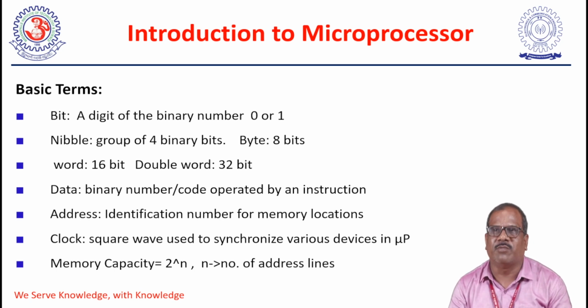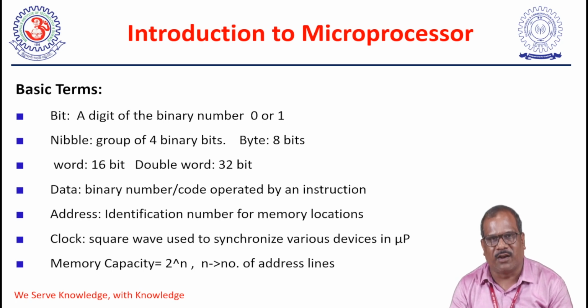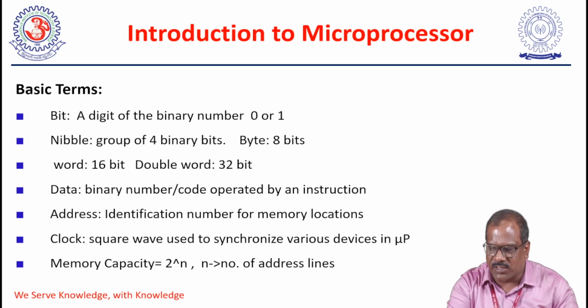Each microprocessor's memory capacity is decided by the address lines. Internal memory capacity equals 2 power n, where n is the number of address lines. For example, the 8-bit 8085 microprocessor has 16 address lines, so its memory capacity is 2 power 16, which equals 64 kilobytes. So the internal memory is decided by the address lines, and 2 power n is the memory capacity of the processor.